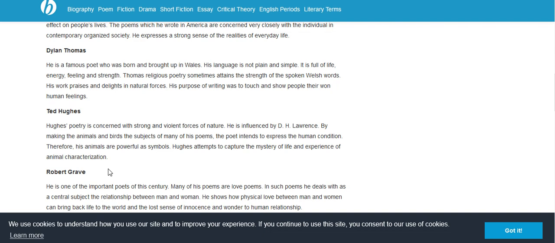His language is not plain and simple, as the Welsh language is different from English, which is another dialect in England, in the United Kingdom. It is full of life, energy, feeling, and strength. So Thomas' religious poetry sometimes attains the strength of the spoken Welsh words. His work praises and delights in natural forces. His purpose of writing was to touch and show people their own human feelings.